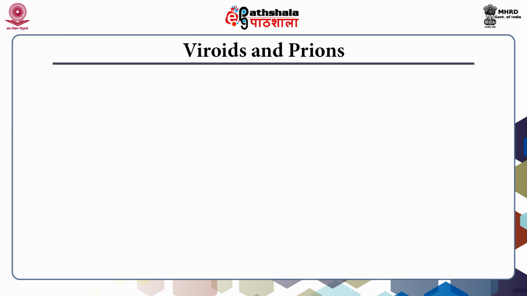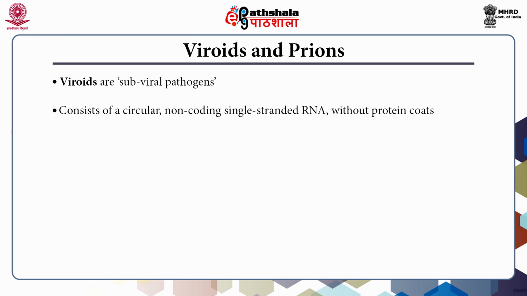More recently, we now know about viroids and prions. Viroids are subviral pathogens consisting of circular, non-coding, single-stranded RNA without a protein coat. They use the host replication mechanism through RNA polymerase II.